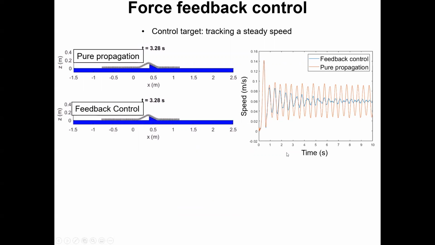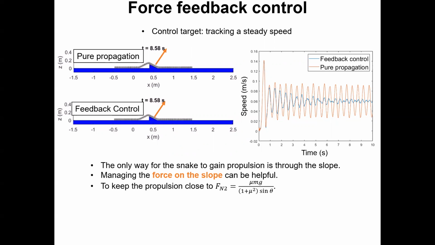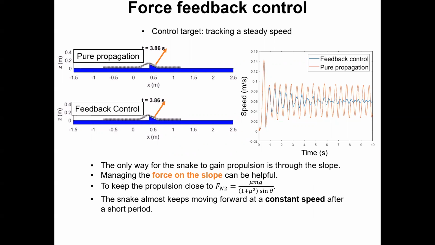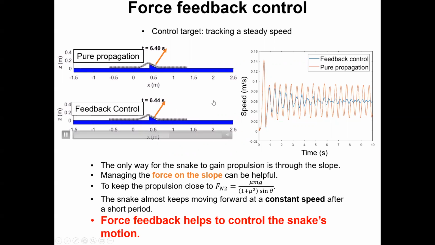With pure propagation, the variation of snake speed is large. Hence, we seek a way to stabilize its motion. The control target is tracking a steady speed. The only source for the snake to gain propulsion is through the slope. Hence, managing the force on the slope can be helpful. To keep the propulsion close to the theoretical value of Fn2 in a steady motion, the snake can move forward at a near constant speed after a short period. Here we can conclude that force feedback helps to control the snake's motion.